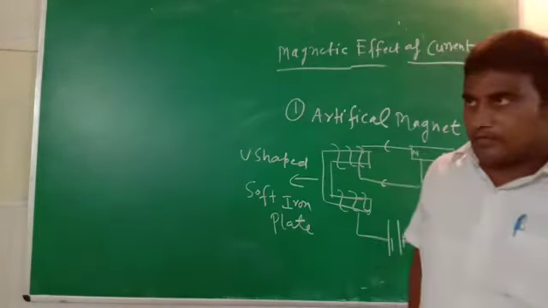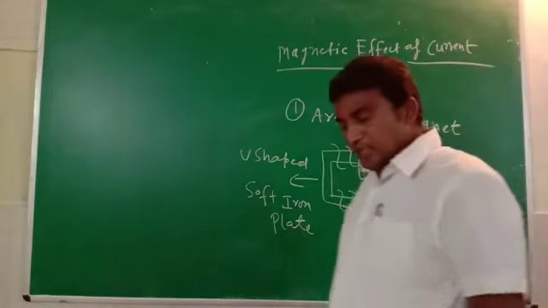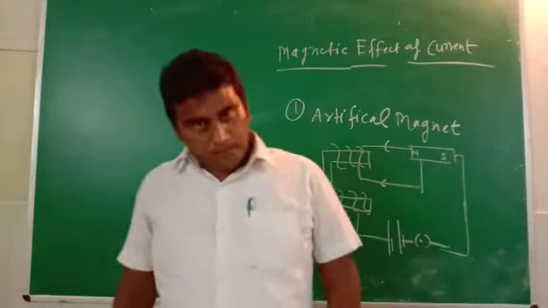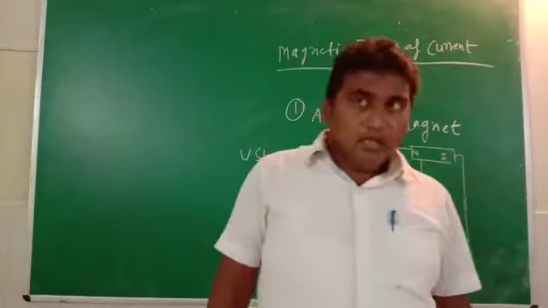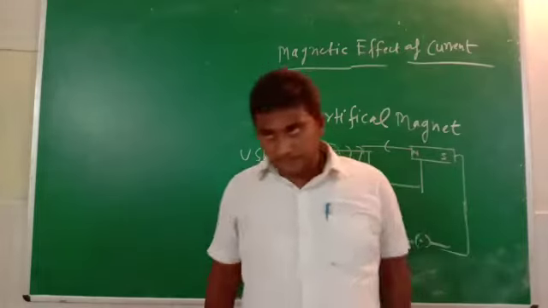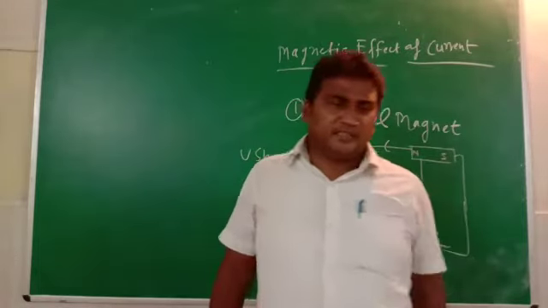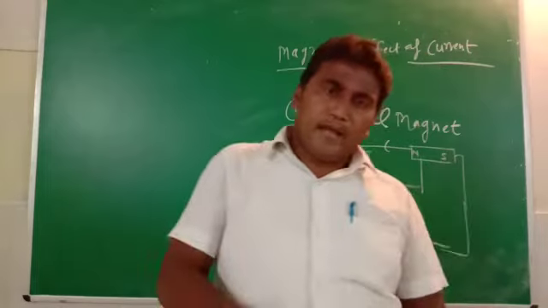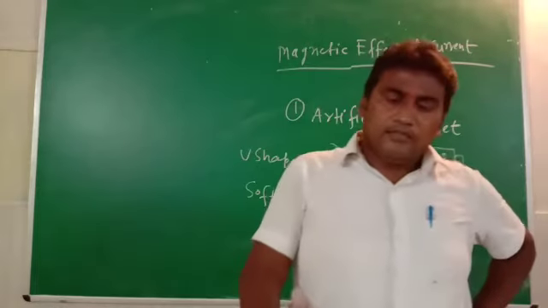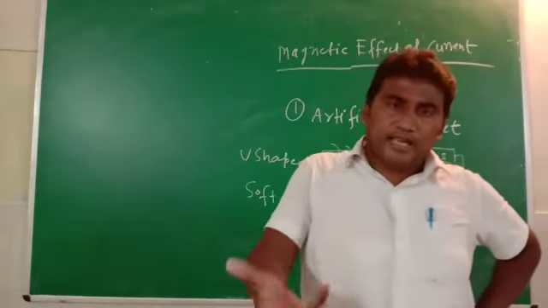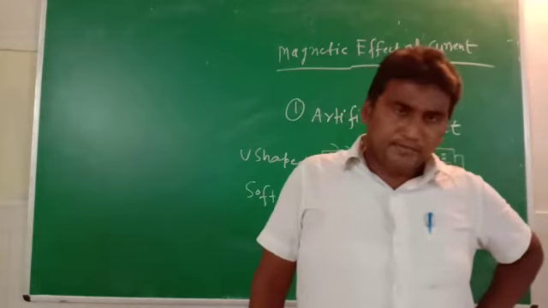We observe that after some time, the soft iron plate also behaves as an artificial magnet. Now we increase and decrease the effect of the magnetism by increasing and decreasing the flow of current.